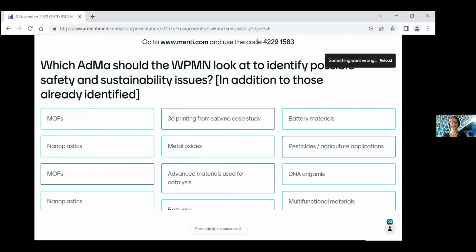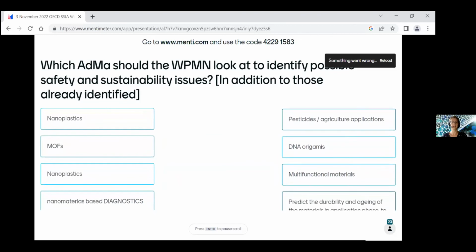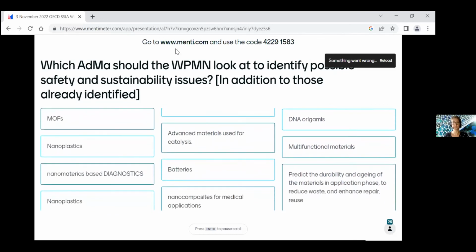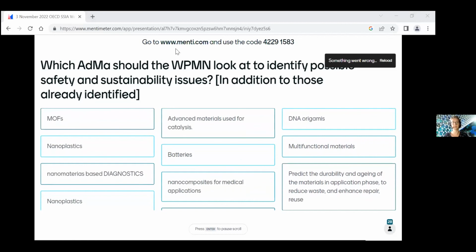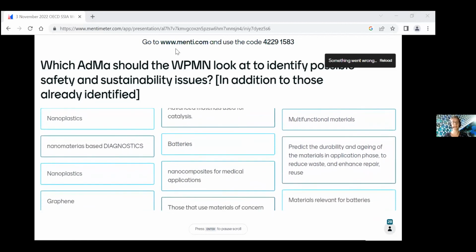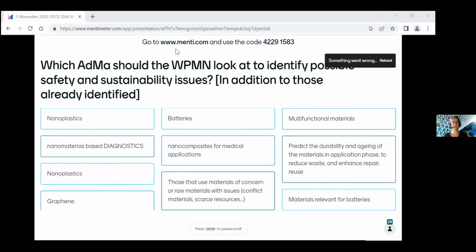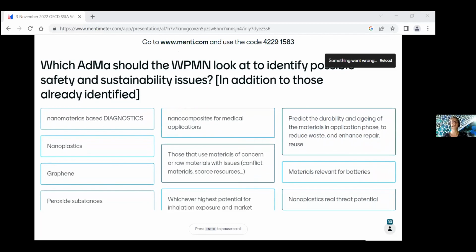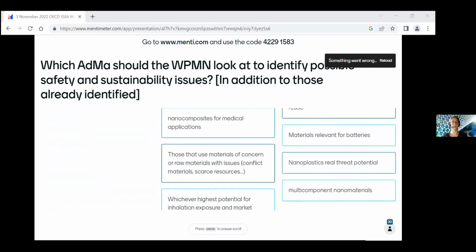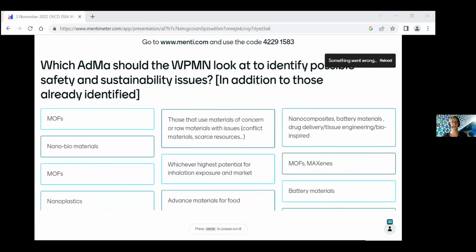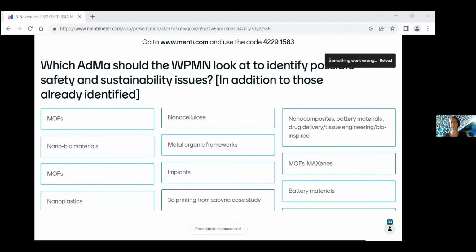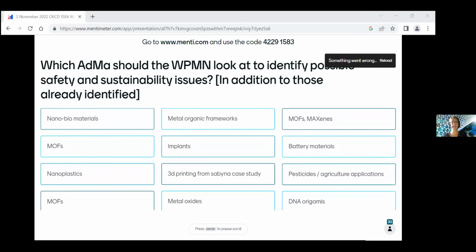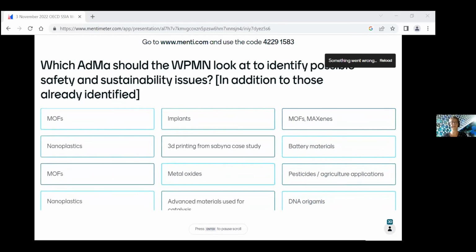So materials for catalysts, DNA origami. So several times the battery materials are mentioned. Also medical applications appears again, graphene. Yeah, a more general material that uses a raw material of concern. So it seems that the number of answers is more or less constant, so we can switch to the next question.